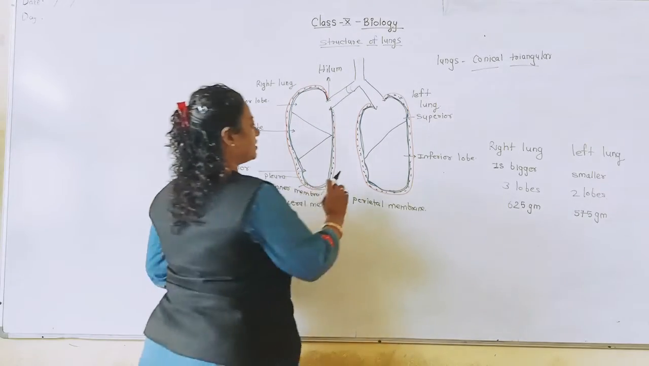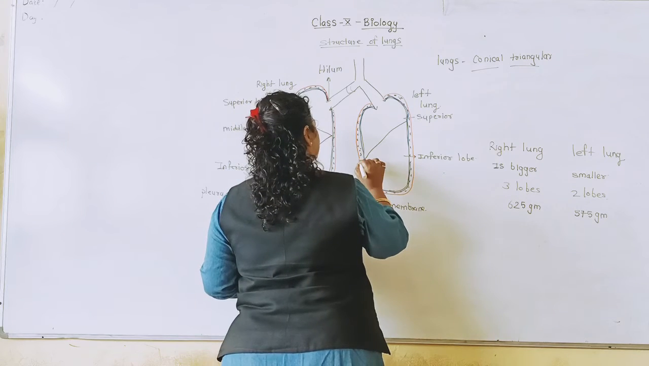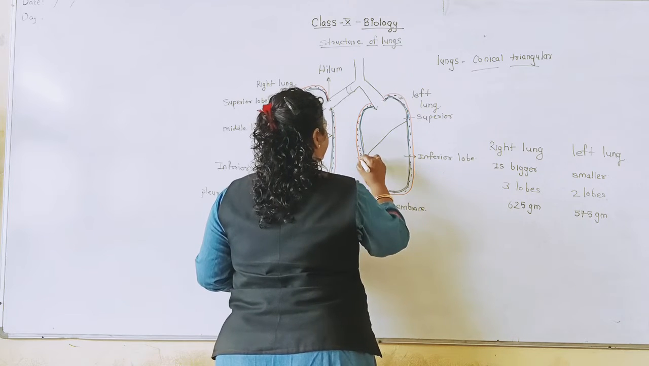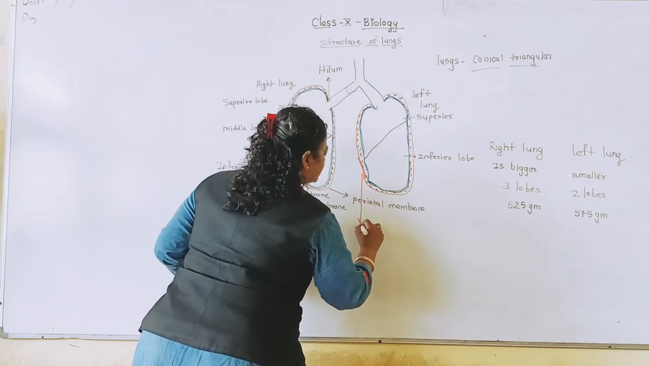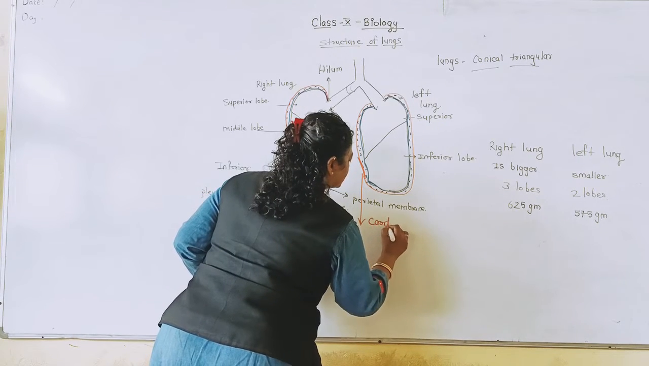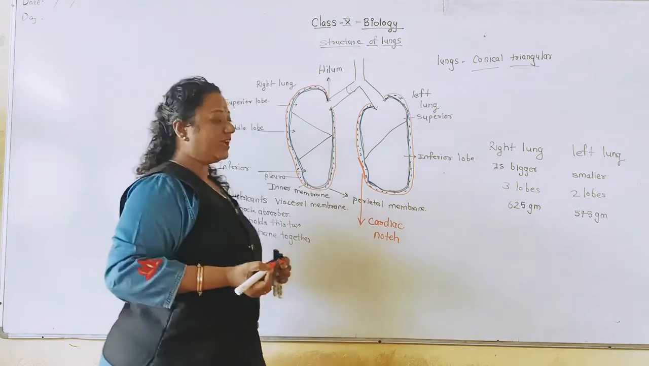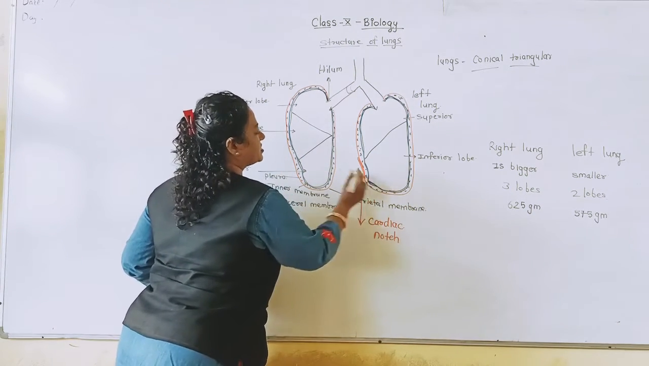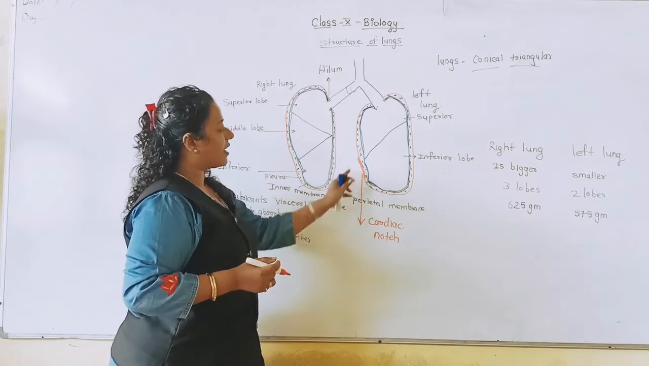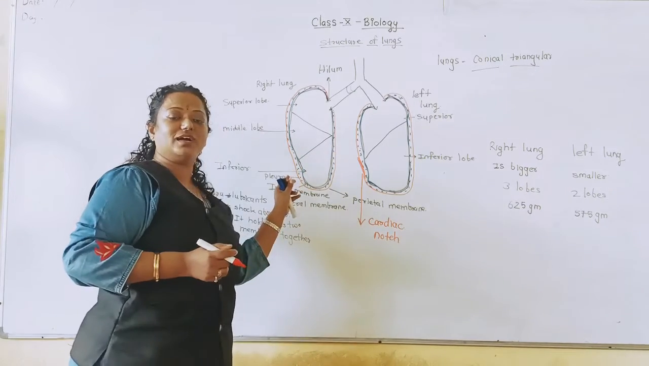Okay. Now, students, you can see here there is a depression to this left lung, and the depression to this left lung is called what? Cardiac notch. Okay, and this is absent in the right lung. Only in the left lung is this cardiac notch present. This cardiac notch is not present in the right lung.